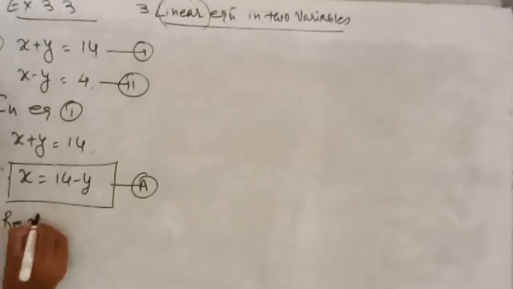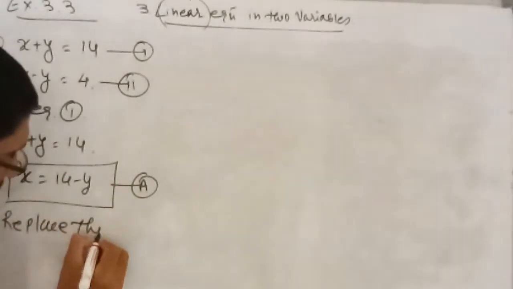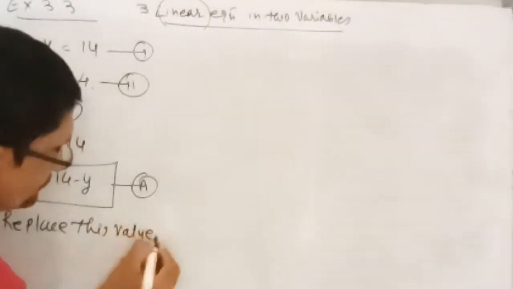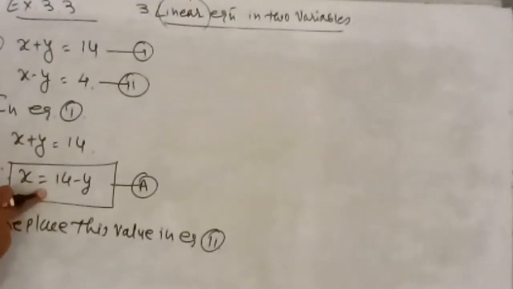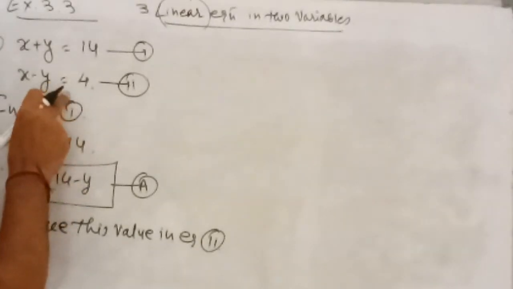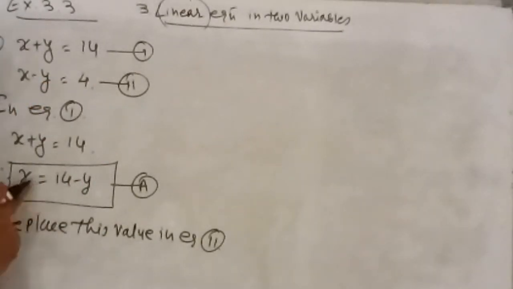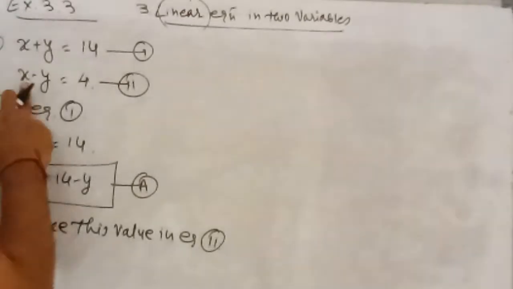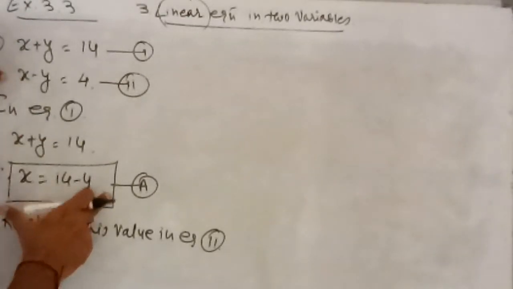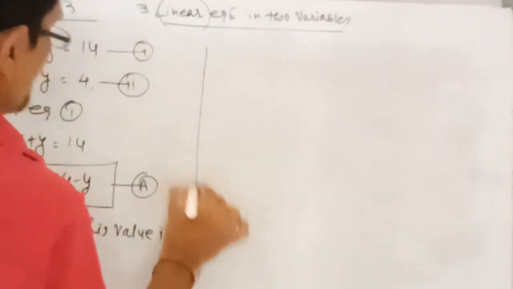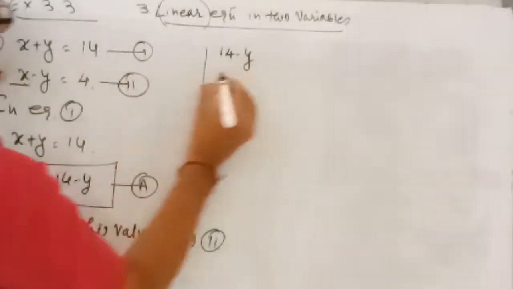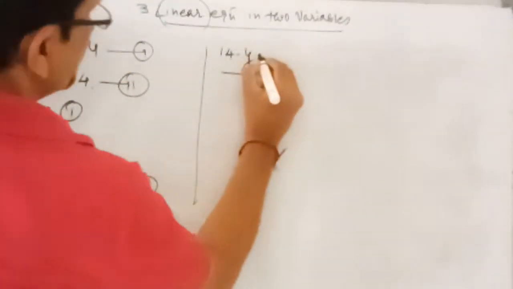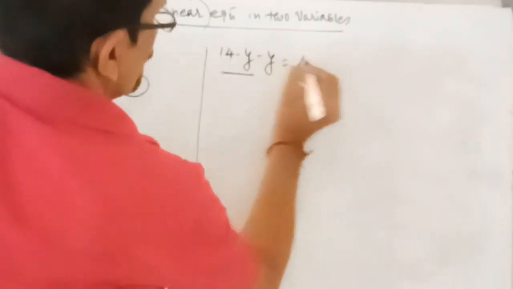Replace this value in equation 2. Why? Because this is the first equation. From the first equation we got this. So replace this value of x in equation 2. So in place of x, what we have to write down? 14 minus y. So in equation 2, suppose I put over here 14 minus y in place of x, minus y is equal to 4.